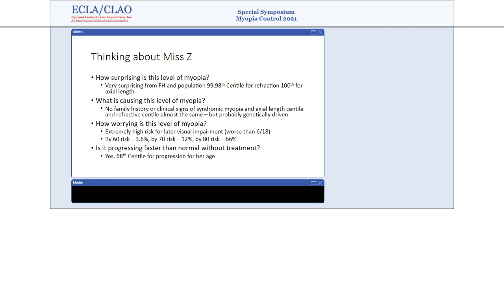And how is she progressing? She's progressing by 0.75 dioptres a year on treatment, and compared to her Irish peers, she's in the 68th centile. She's progressing significantly faster than normal.